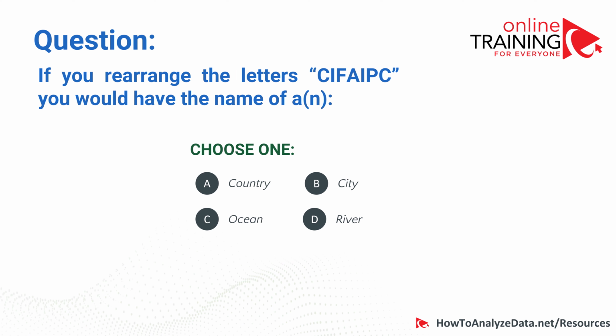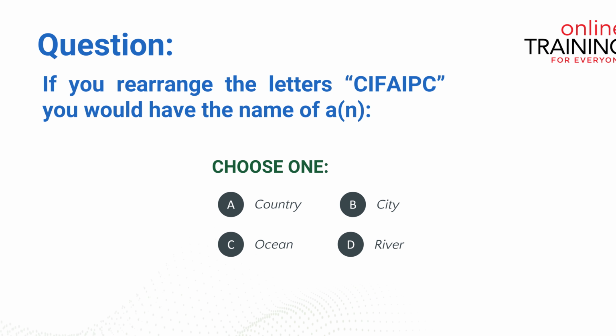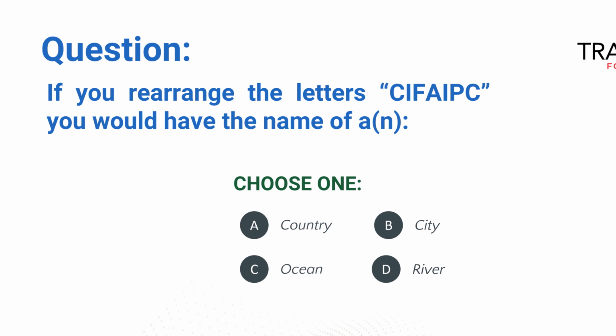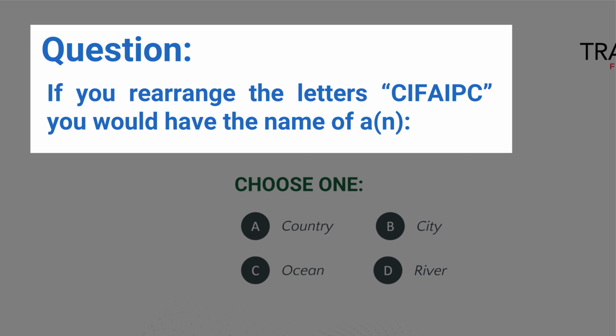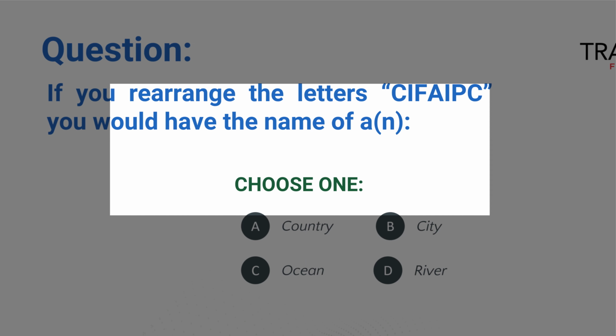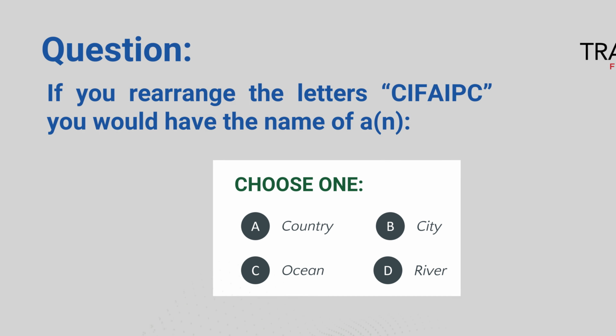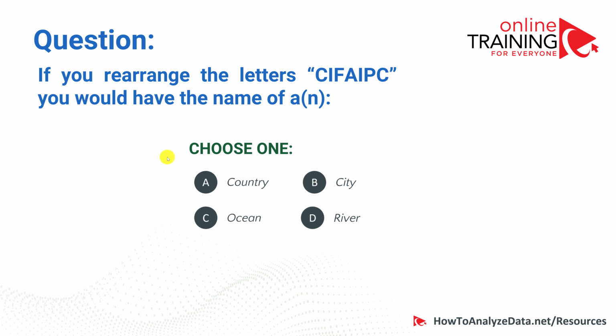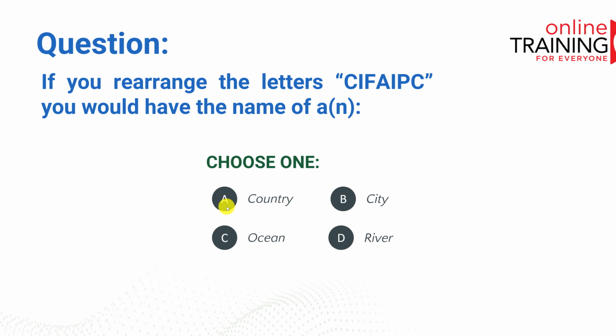Now let's look at a question which is frequently used as part of verbal reasoning, aptitude tests, and psychometric tests. If you rearrange the letters CIF, AIP, C, you would have the name of, and there are four choices: country, city, ocean, and river. The tricky part of this question is that these are not the final answers.